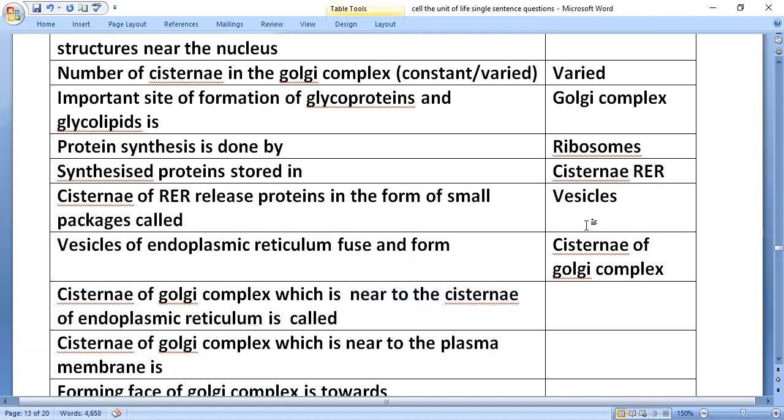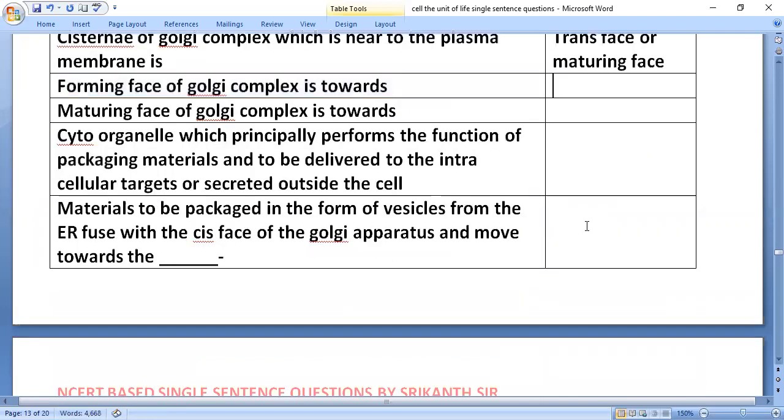Cisternae of Golgi complex which are near to the cisternae of endoplasmic reticulum are called cis phase or forming phase. Cisternae of Golgi complex which are near to the plasma membrane are called trans phase or maturing phase. Forming phase of Golgi complex is toward cisternae of RER.